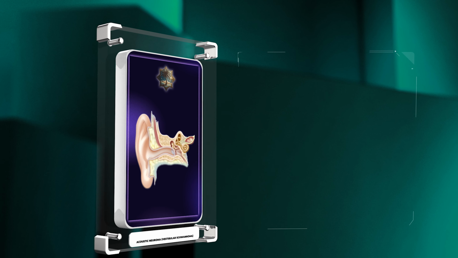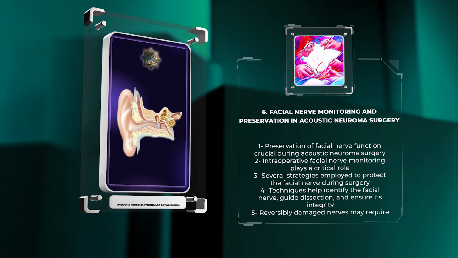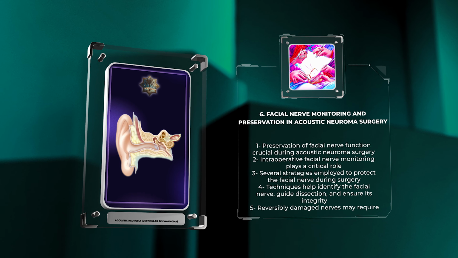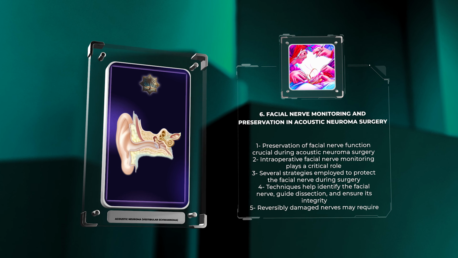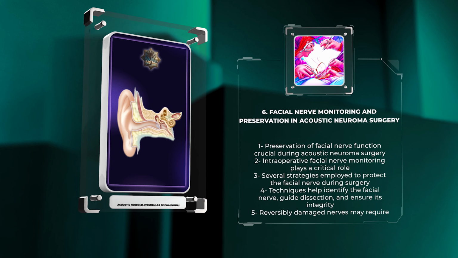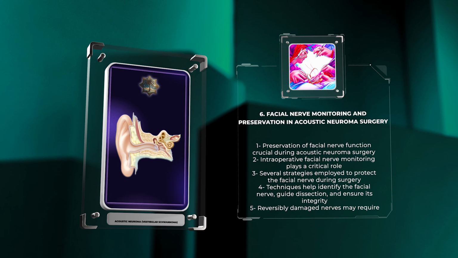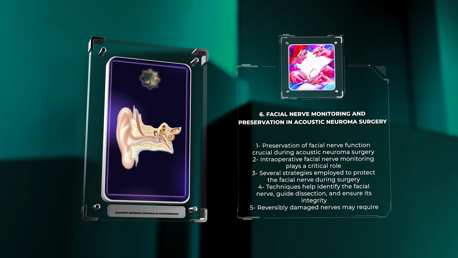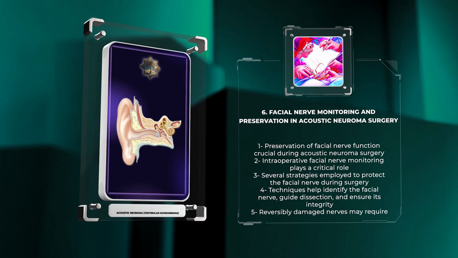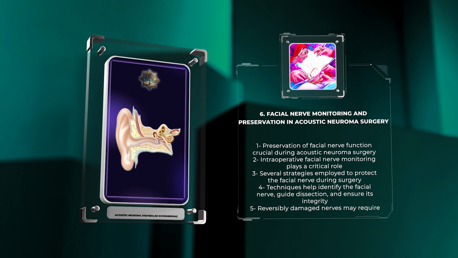Preservation of facial nerve function is of utmost importance during acoustic neuroma surgery. The facial nerve, which courses through the cerebellopontine angle, is susceptible to injury during tumor resection due to its intimate relationship with the tumor. Intraoperative facial nerve monitoring plays a critical role in real-time assessment of the nerve's function during surgical manipulation. This monitoring can be achieved through direct stimulation, recording of electromyographic, EMG, responses, or by monitoring compound muscle action potentials, CMAP. These techniques help surgeons identify the facial nerve, guide dissection, and ensure its integrity during tumor removal.